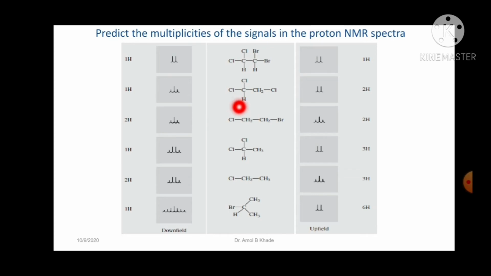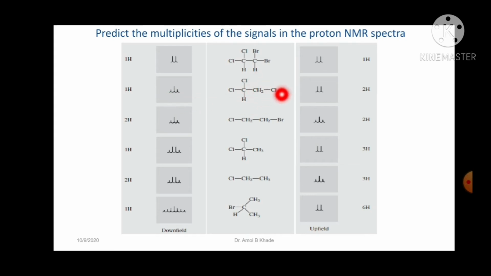Similarly, you can see another example. In this case also there are two sets of protons. One is CH, the other is CH2. This CH is connected to 2 chlorines and this CH2 is connected to 1 chlorine. So obviously this CH2 is towards the shielded side, and this CH, because of 2 chlorine atoms, will be more de-shielded. The neighboring carbon of this CH is obviously this CH2, which has 2 protons. So n+1, that is 2 + 1, the CH is going to split into a triplet, appearing towards the downfield region.